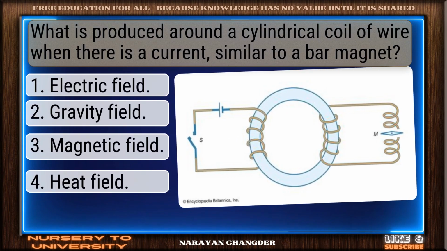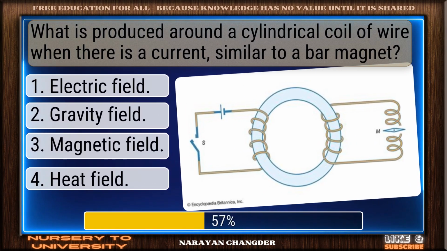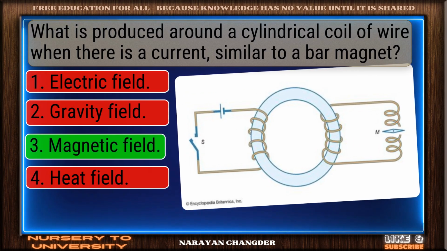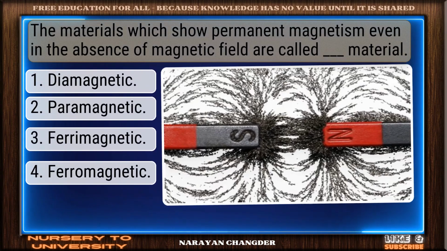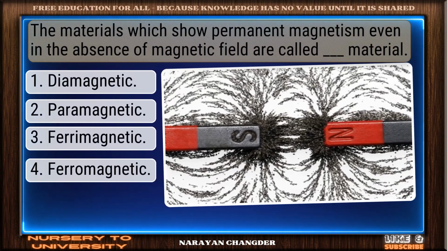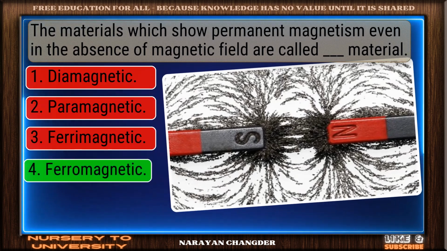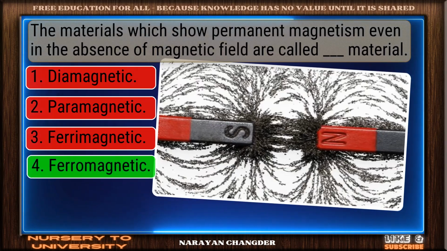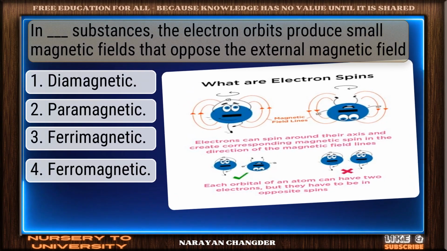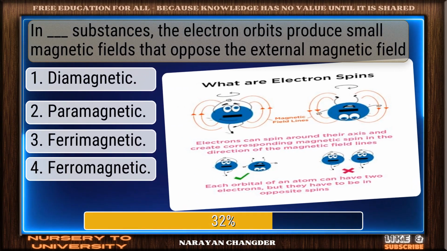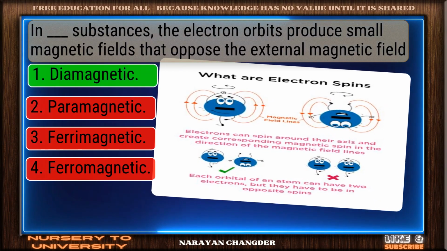What is produced around a cylindrical coil of wire when there is a current, similar to a bar magnet? Exactly. Magnetic field makes sense and it is the right choice. The materials which show permanent magnetism, even in the absence of magnetic field, are called dash material. Right again. Ferromagnetic is a valid answer. In dash substances, the electron orbits produce small magnetic fields that oppose the external magnetic field. Sharp thinking. Diamagnetic is the right choice.